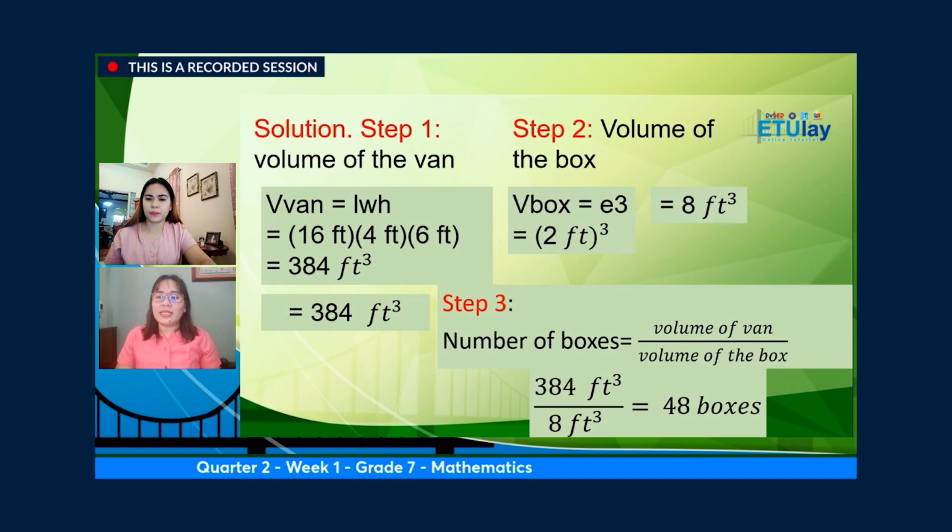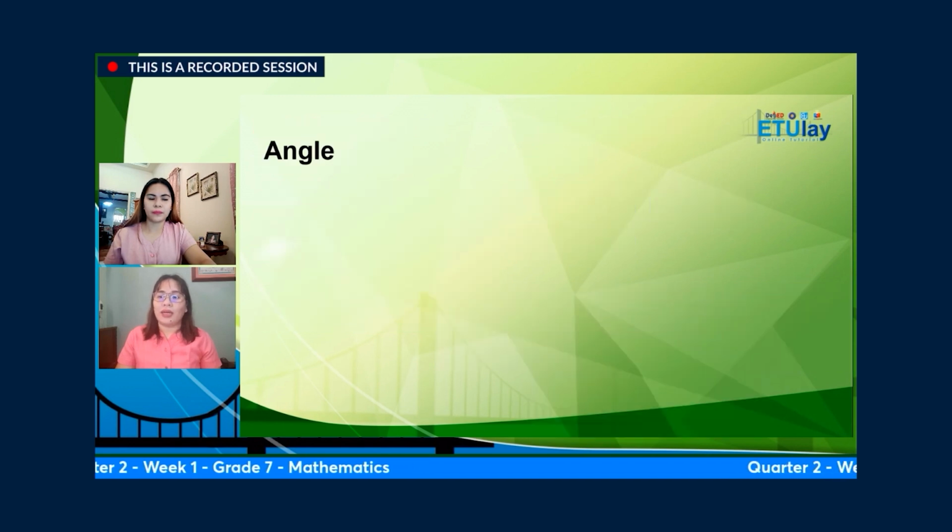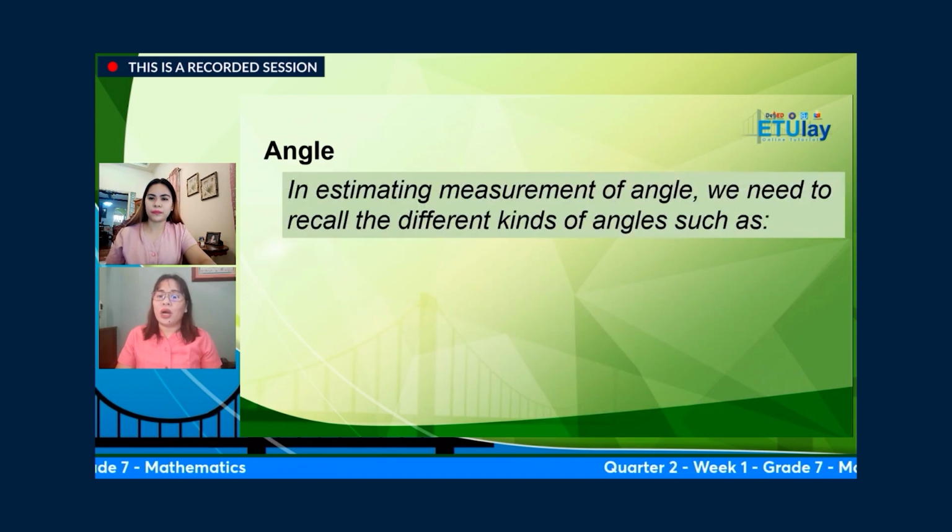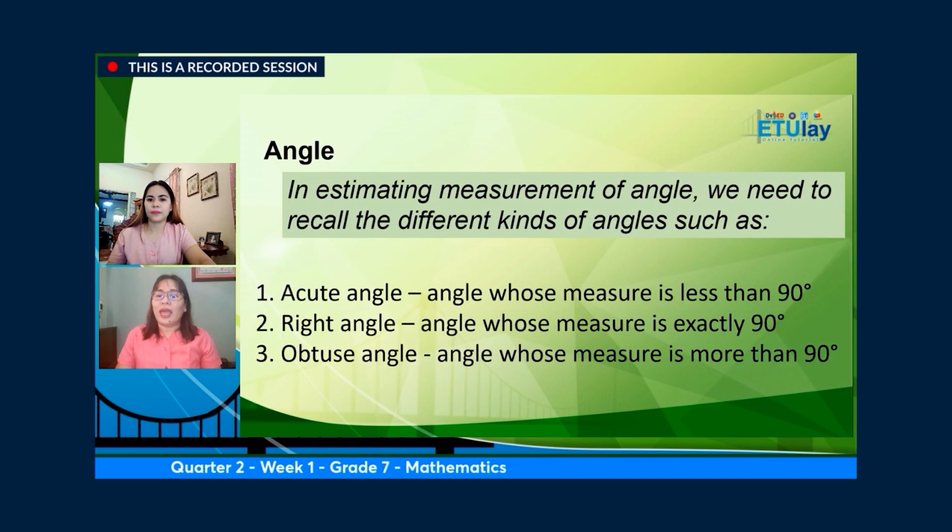Angle. In estimating the measurement of an angle, we need to recall the different kinds of angles such as number 1, acute angle, an angle whose measure is less than 90 degrees. Number 2, right angle, an angle whose measure is exactly 90 degrees. For number 3, obtuse angle, an angle whose measure is more than 90 degrees.